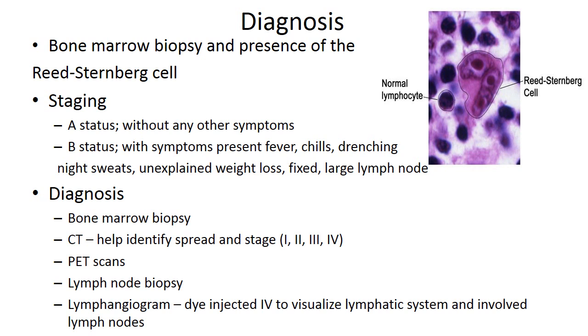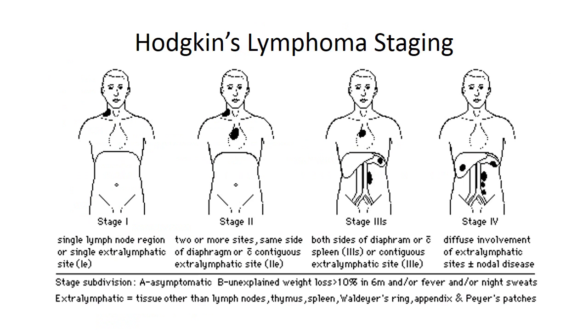Lymph node biopsies may also be done in lymphangiograms, or the procedure that is done is when a dye is injected into the IV, and the whole lymphatic system can actually be visualized, because then those lymph nodes, you can see the tumors on those lymph nodes. So we have lymph nodes all over our bodies, and the lymphangiogram can basically light all of those up so that we can determine where this possible Hodgkin's lymphoma is.